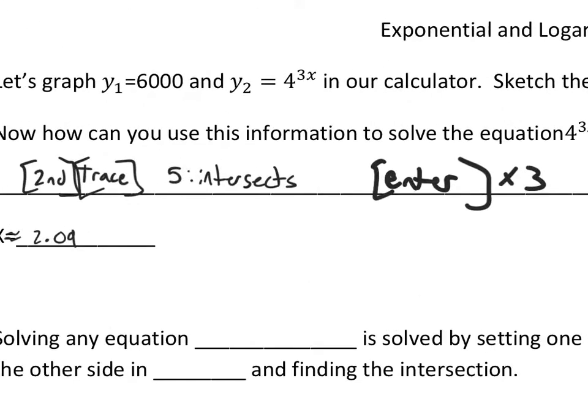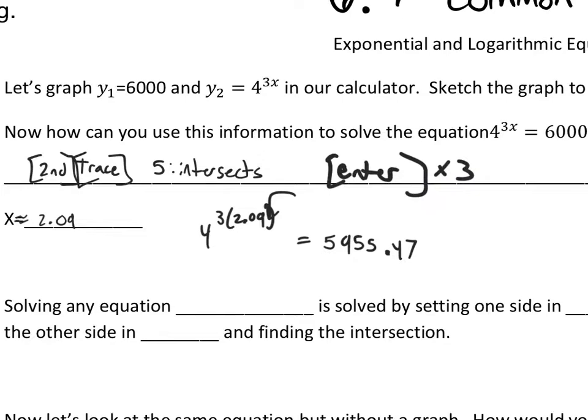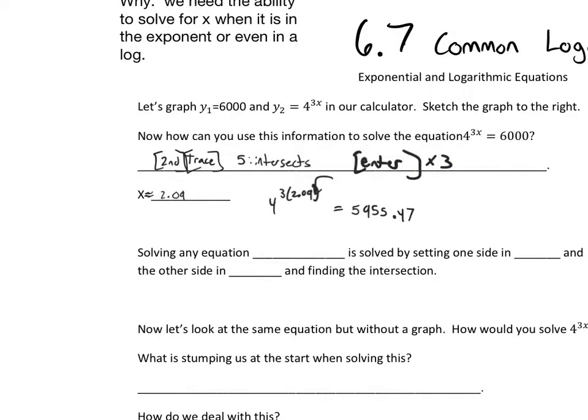So what that would mean is that if we took 4 to the 3 times 2.09 power, we're expecting it to land near 6,000. And the more decimals you use, the more accurate your answer would be. And if I type that in on my calculator as 4 raised up to the 3 times 2.09 power, I actually get 5955.47. So we're a little bit off. But the more decimals that we'd use, the closer it would get to being 6,000. What we're going to learn today is how to just find that answer on our own without having to make graphs and using second trace intersect.